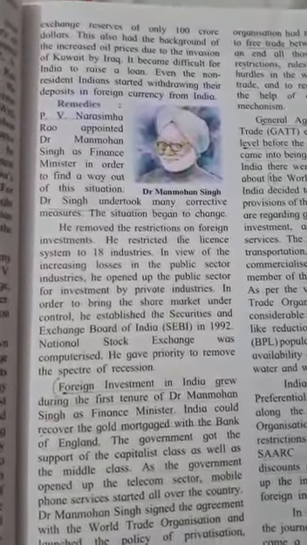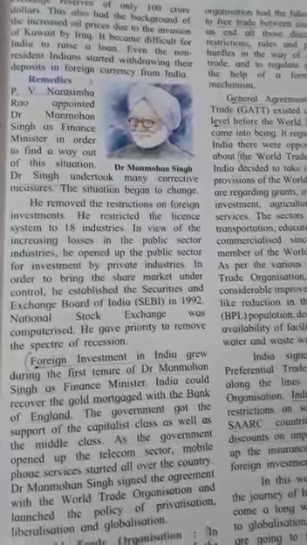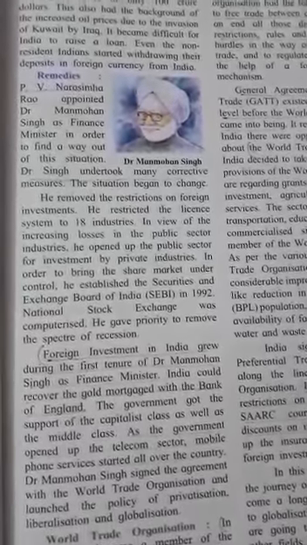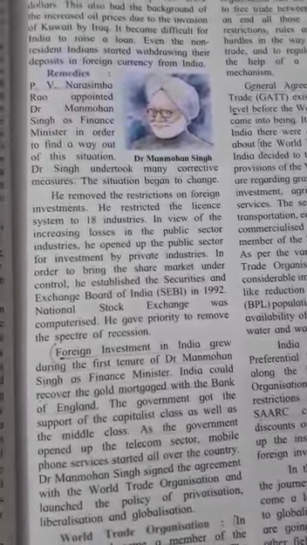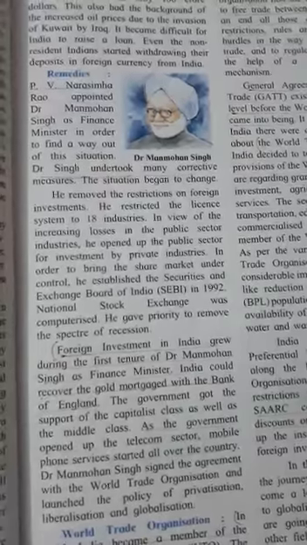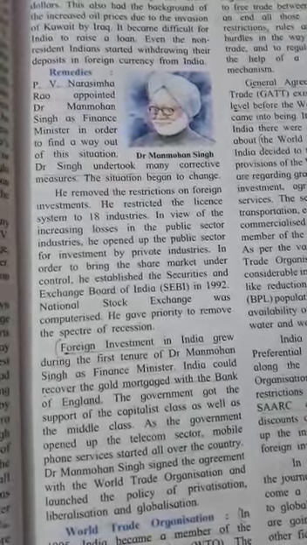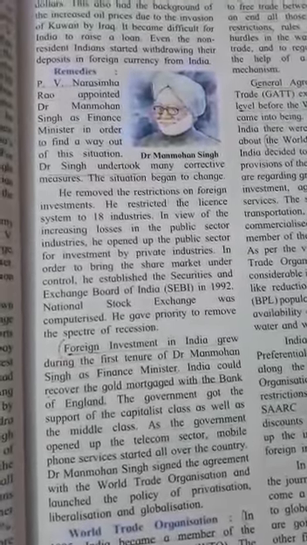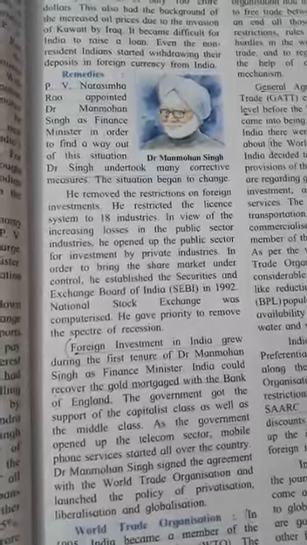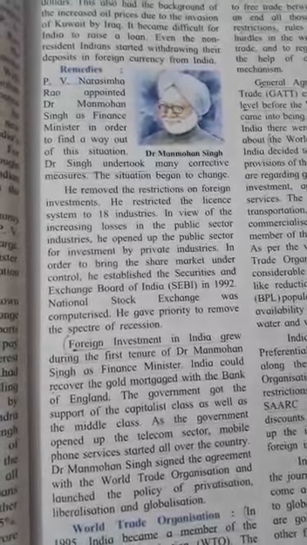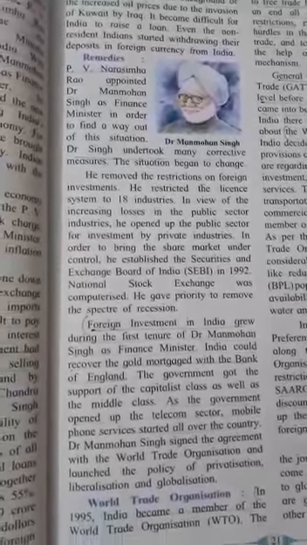Background means we had less money with us for the development of our country. To overcome that, what did Manmohan Singh do? P.V. Narasimha Rao appointed Dr. Manmohan Singh as finance minister in order to find a way out of this situation. Dr. Singh undertook many corrective measures.